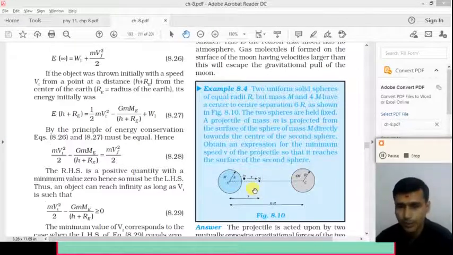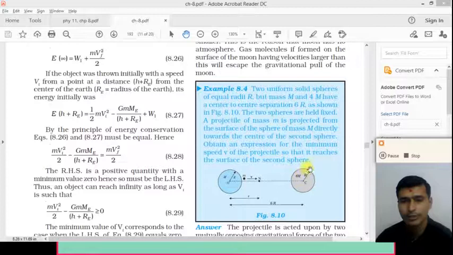Another thing is that one point on the line joining the surfaces of the two spheres is a neutral point. A neutral point is a point where the velocity of the object becomes zero. So this is another principle we use in this example. So let us start the solution.